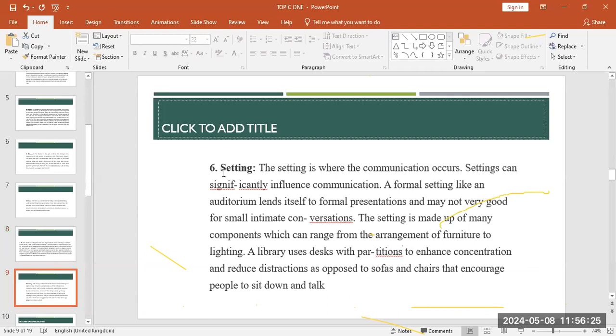We also have the setting. Setting is what we call the environment. Sometimes we call it context. Setting is the context or the environment. When you talk about the environment, we are saying sometimes you can say some words, some things, they will have different meaning depending on the environment.